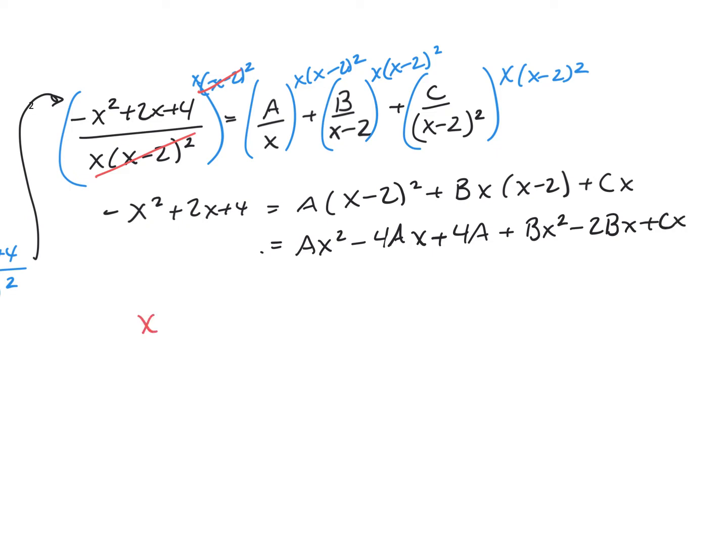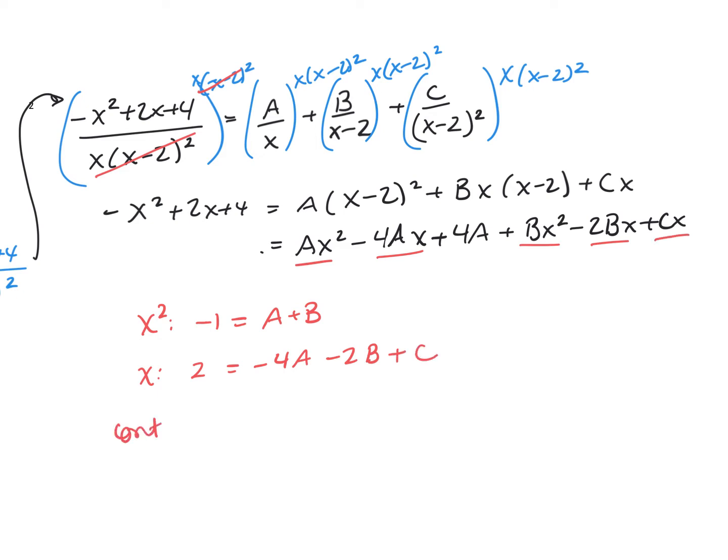I'm going to start with my x squared term. On the left-hand side, I get negative 1. On the right-hand side, I have an A and I have a B, so A plus B. Now remember, it's coefficient to coefficient. On my x term, I'm going to have 2 on the left-hand side. I'm going to have a negative 4x, negative 4A, excuse me, and a negative 2B, and I also have a C.